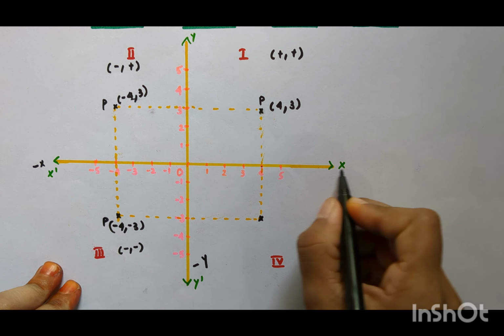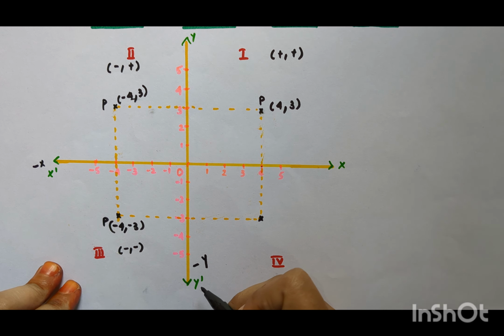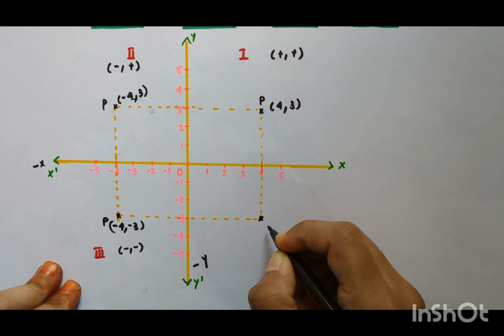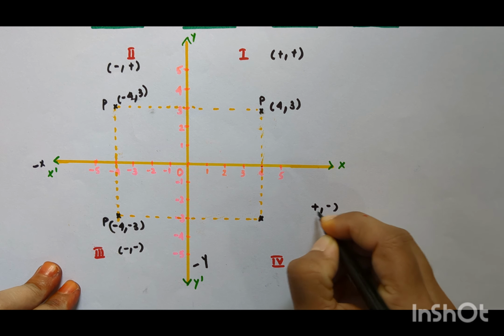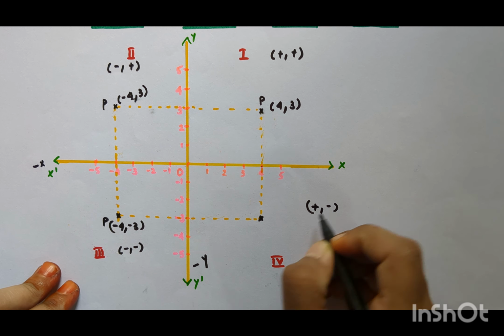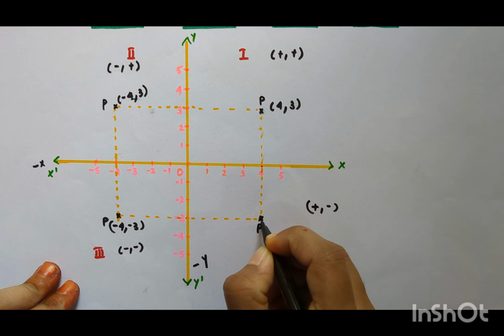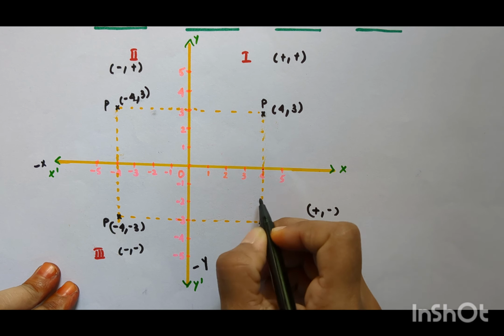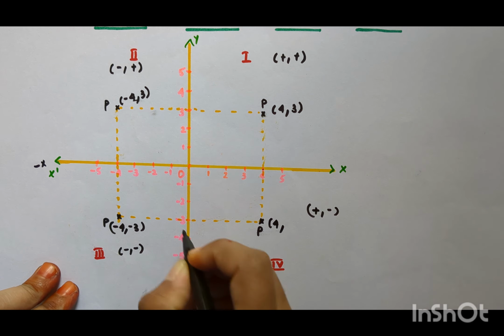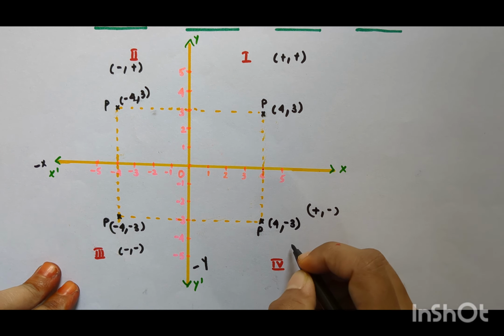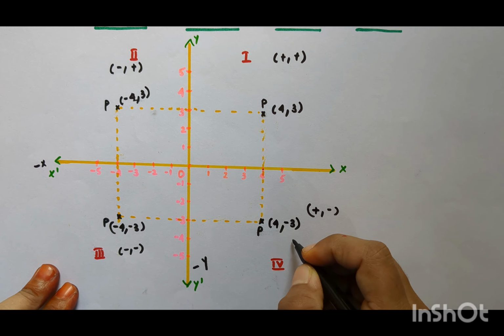Similarly, if you consider a point in the fourth quadrant, the fourth quadrant is enclosed by the positive x-axis and negative y-axis. So the coordinates of a point lying in the fourth quadrant will be of the form plus comma minus. That is, the x coordinate will be positive and the y coordinate will be negative. So for this particular point P here, its x coordinate is 4, and its y value is minus 3. So 4 comma minus 3. Okay.